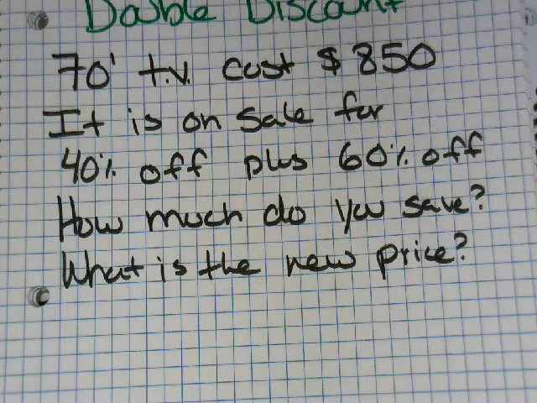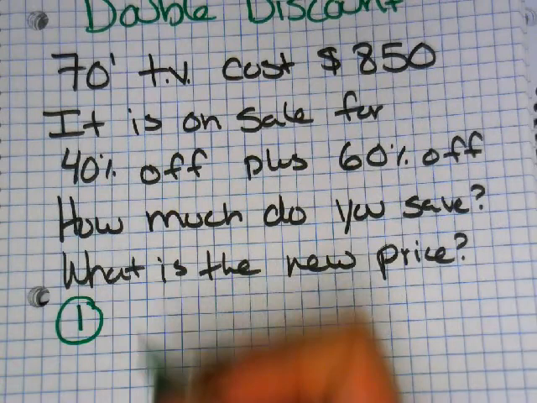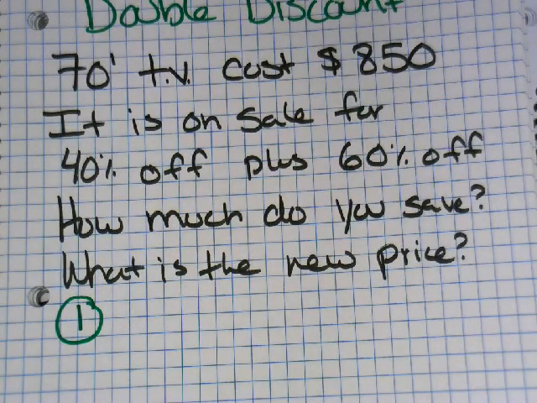So, write this down, all of it. We cannot add the 40 and the 60. Sorry, math is not that easy. So, when we have double discount, we have double the work. But we get to use a calculator, so it's not that terrible. So, your first step is to take your price. What is the original price of the item?